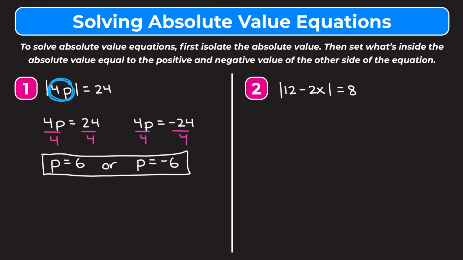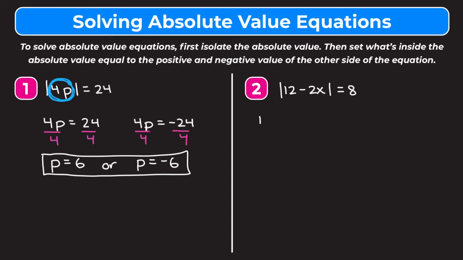So let's take a look at a more challenging example. Number 2 says the absolute value of 12 minus 2x is equal to 8. So again, our absolute value is isolated. We don't have anything else on the left side of the equation except for this absolute value. So we're just going to go straight into making our two equations.